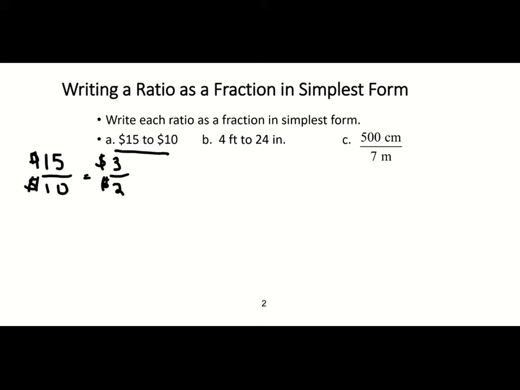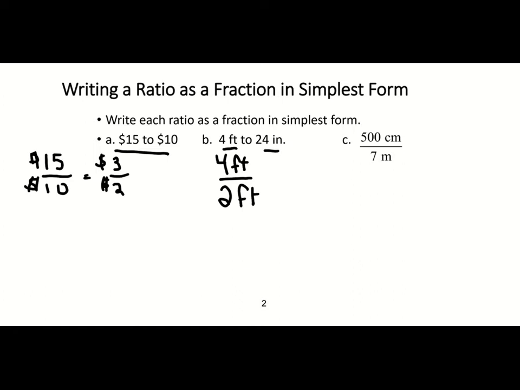Now for B, they didn't specify what units they wanted, but we have feet and we have inches. So we do need to convert to one or the other. It's up to you. Remember, there are 12 inches in a foot. So I could do 4 feet, and I just got that by taking the 24 and dividing it by 12. So we have 2 to 4 feet.